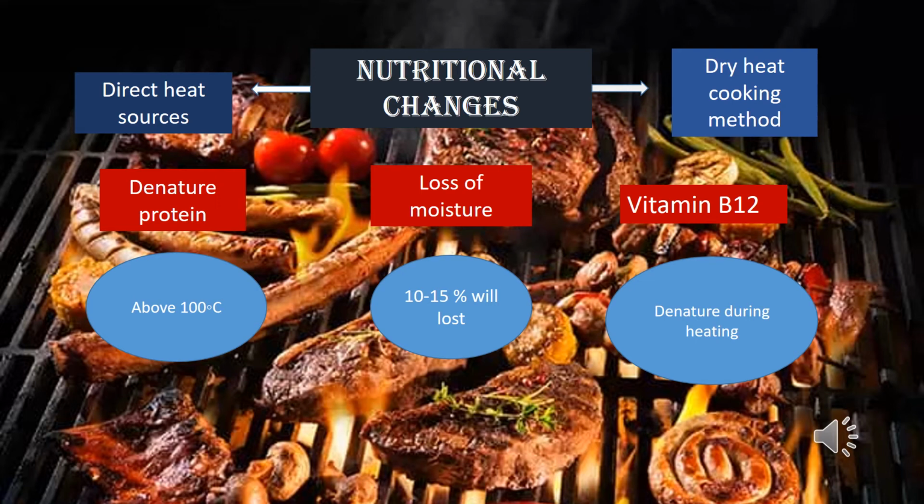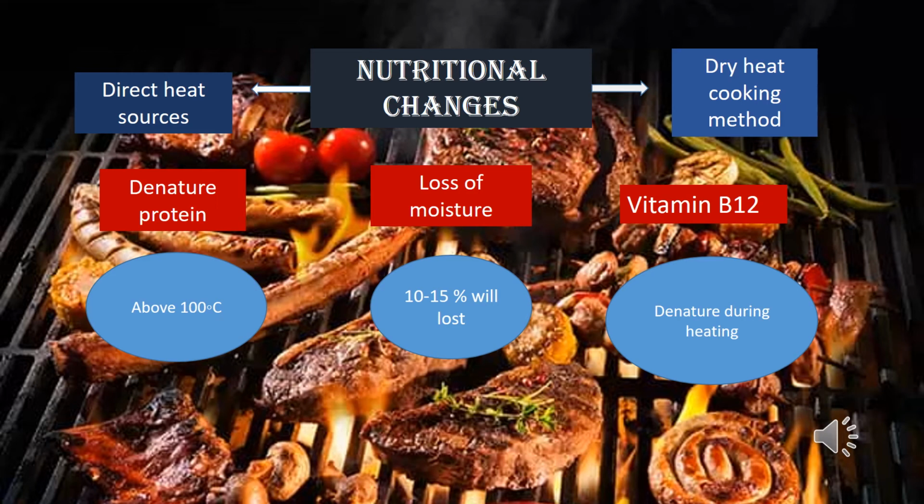Next, we move to the loss of moisture. During grilling, the meat will lose 10 to 15% of its moisture. It happens because of the heat during grilling. Heat energy is applied to the meat and causes the meat to become dry and the moisture to be lost.